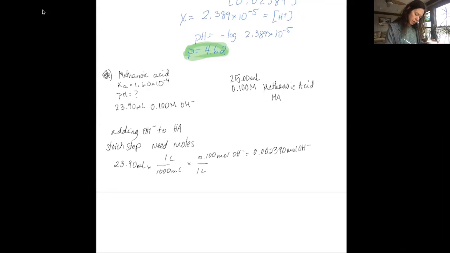Let's do the rest with our methanoic. 25.00 milliliters. Every 1,000 milliliters is 1 liter. Every 1 liter is 0.100 moles. When you multiply that, you get 0.002500.